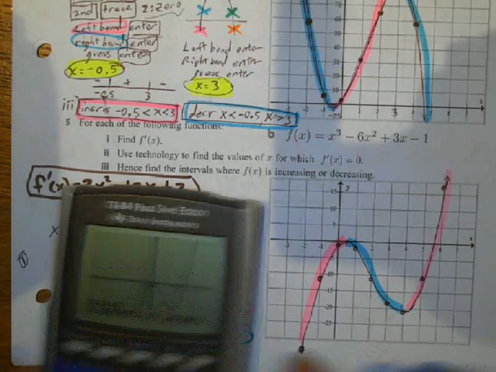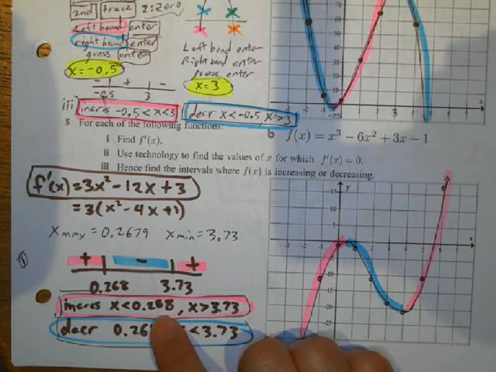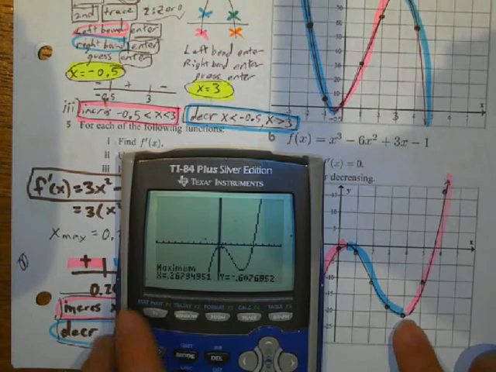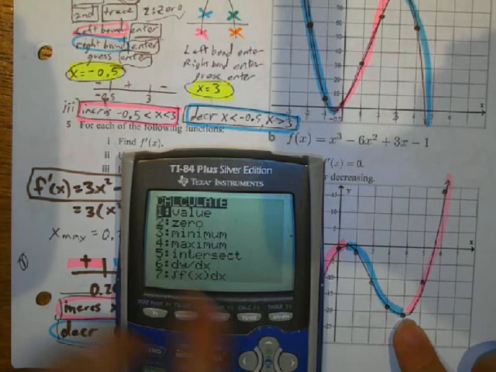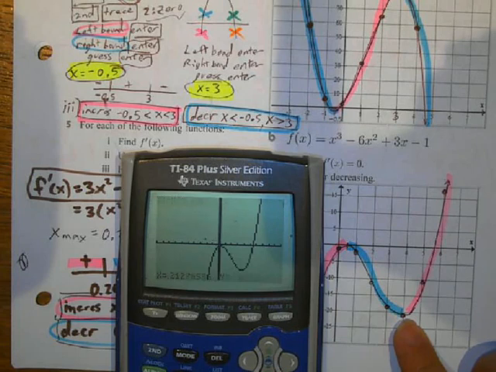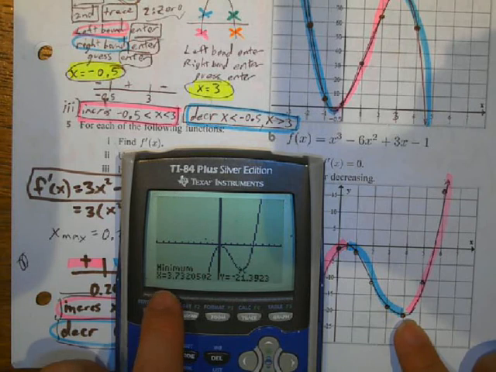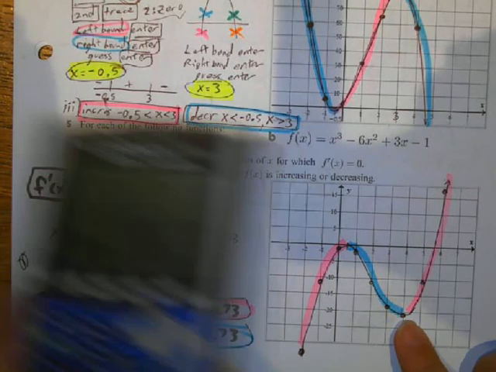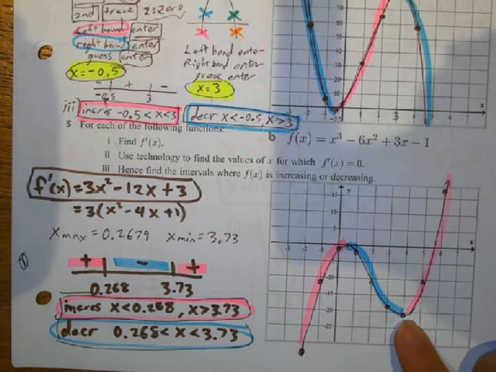And I do the same process here. Second trace, minimum, enter. I'm going to go left bound, right bound, enter, enter, and then we get 3.73. Okay, you might want to hit pause, rewind. Hope this helps.